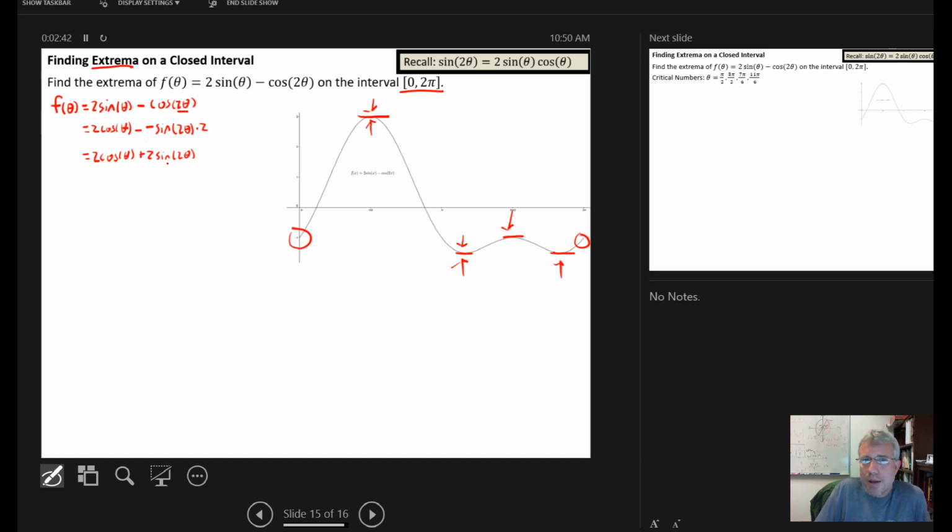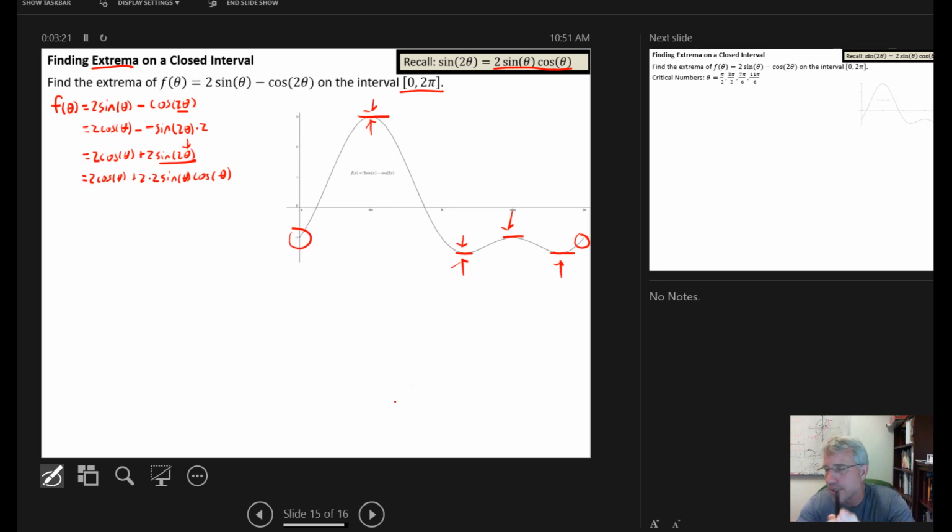And then what I want to remember from trigonometry, right now the periods aren't matching, so this will be a little difficult to solve this trigonometric equation. So a technique from trigonometry is to use trig identities to get the periods to match. And I want to remember that the sine of 2 theta is the same as 2 sine theta cosine theta. So I'm going to make that substitution. So we get 2 cosine theta plus 2 times 2 sine theta cosine theta.